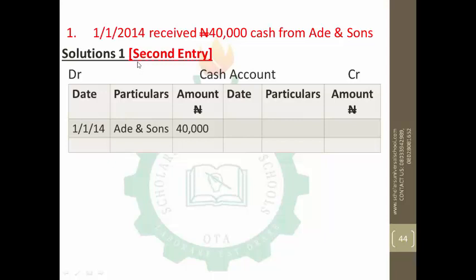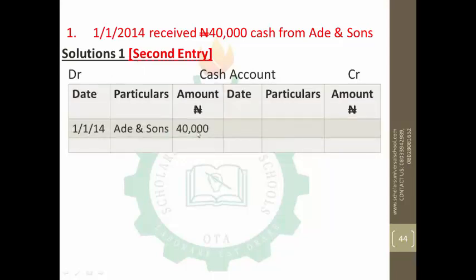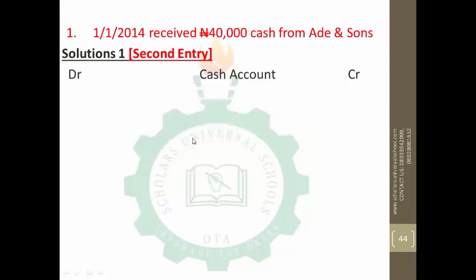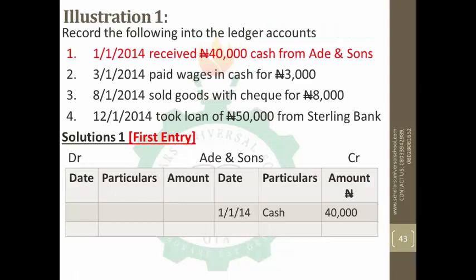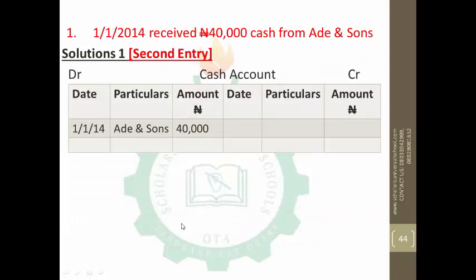And the rule of double entry says that for every debit transaction, you have debited the cash account of 40,000 naira. It says for every debit transaction there must be a corresponding credit transaction. This is the corresponding credit transaction. This is what it means. So for this credit transaction, where is the debit? You find the debit here on the cash account. I hope you understand what the rule is talking about now.